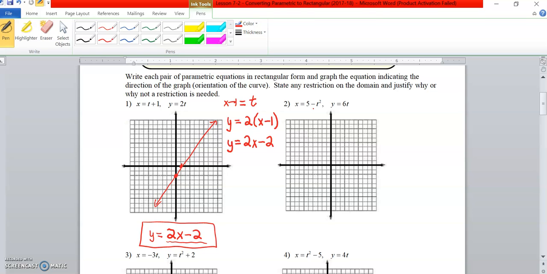I'm going to choose to solve the y equation for t, plug it back into the x equation, and then solve for y. In other words, I'm going to say y over 6 equals t. The first step is solve for t. And then I'm going to rewrite my x equation with that new t. The t squared becomes y over 6 squared.